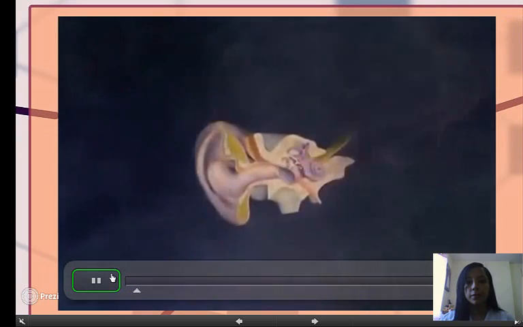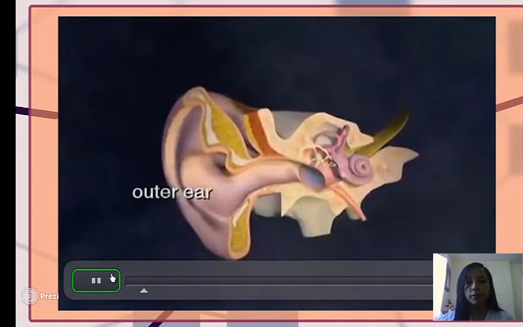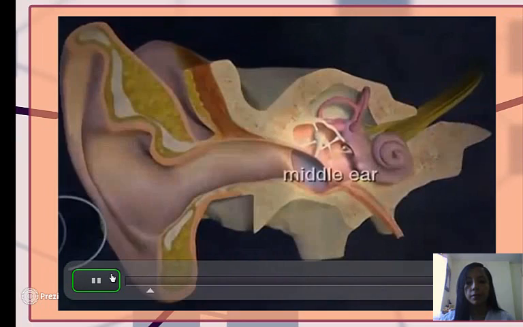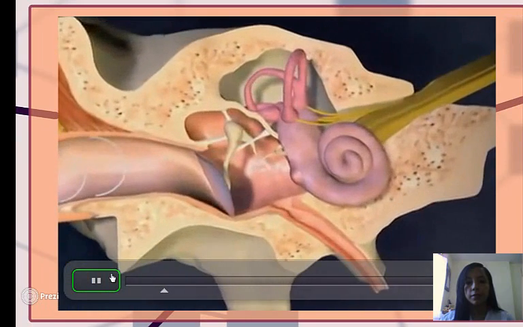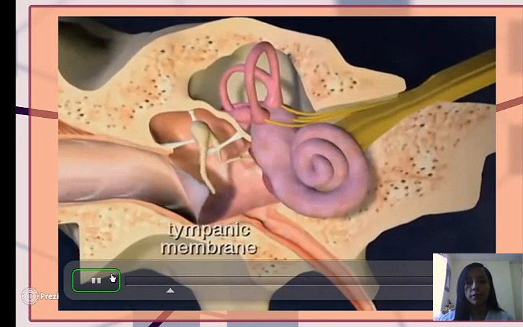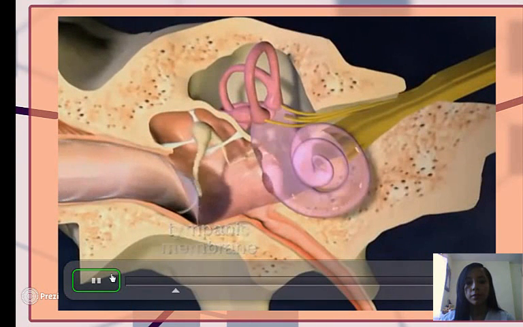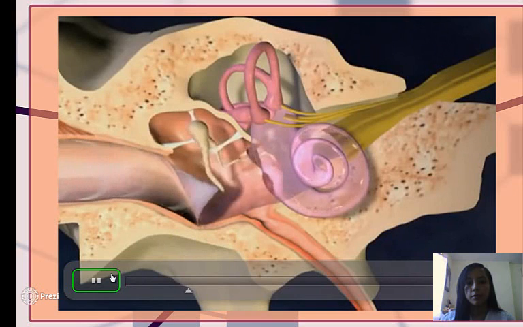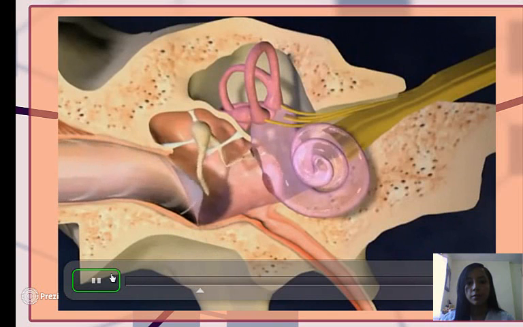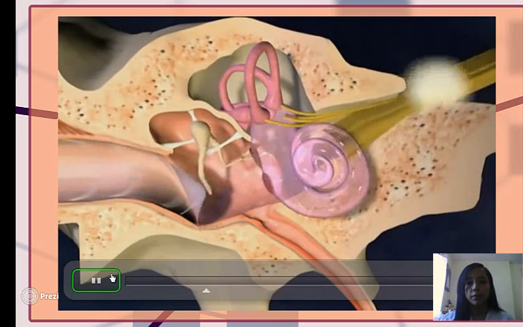When sound waves reach the ear, they are gathered by the funnel-shaped outer ear and channeled into the middle ear. At the opening to the middle ear, sound waves hit the tympanic membrane or eardrum. The resultant vibrations then travel through the middle ear and the fluid-filled inner ear, where they are converted to signals that are sent to the brain.